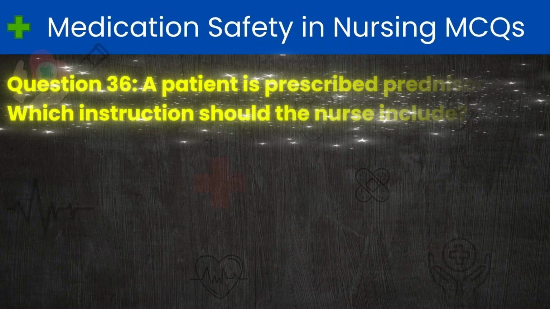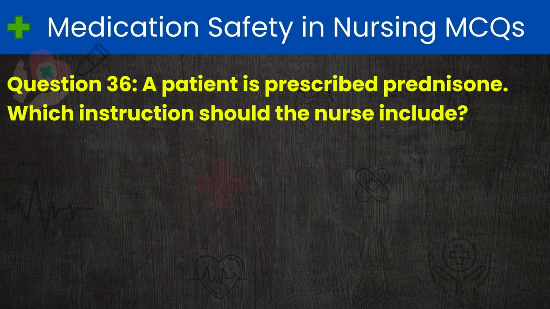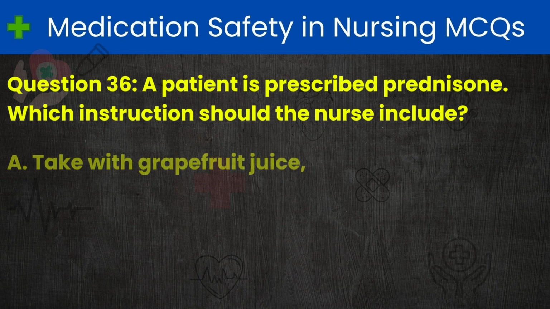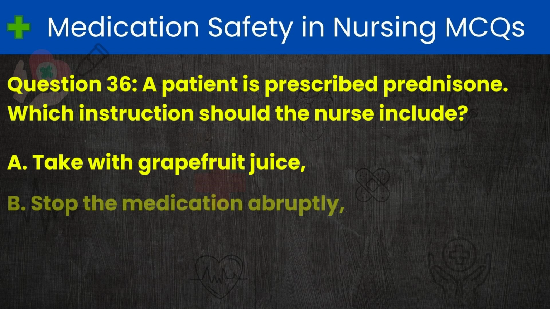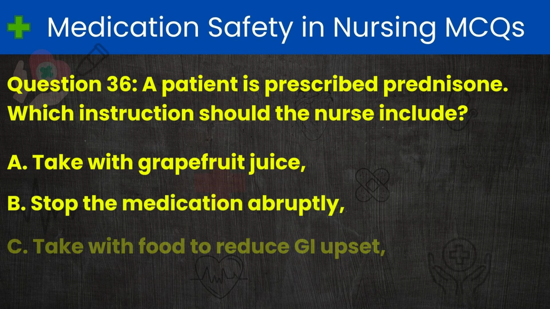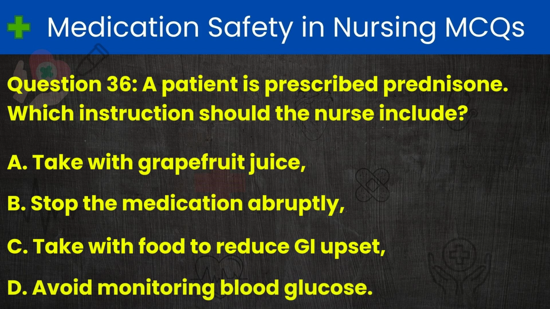Question 36. A patient is prescribed prednisone. Which instructions should the nurse include? A. Take with grapefruit juice. B. Stop the medication abruptly. C. Take with food to reduce GI upset. D. Avoid monitoring blood glucose.